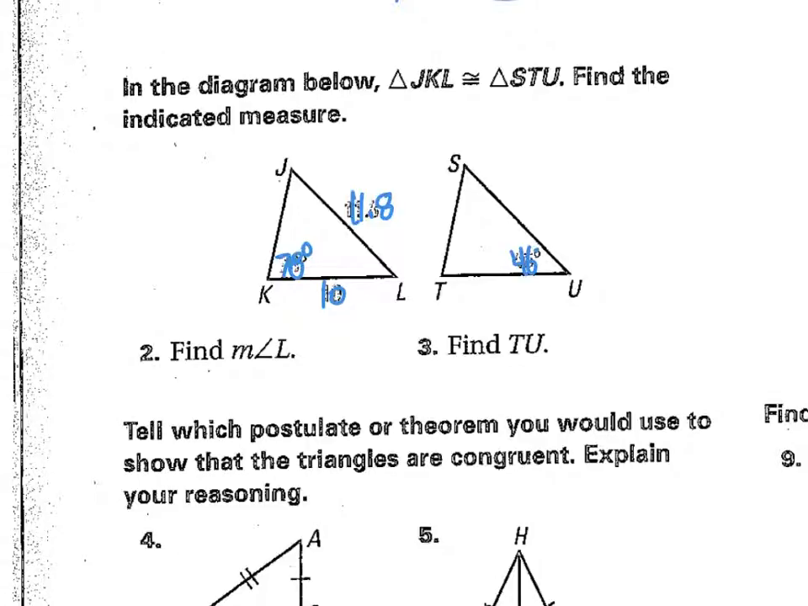Now these two are congruent. They tell us that up here in the directions. So who is L like? You should be asking yourself, he's like angle U. So L is 46 degrees. And then TU, how long is it? Well, again, he's corresponding parts here with this KL. So TU is going to be 10 units.